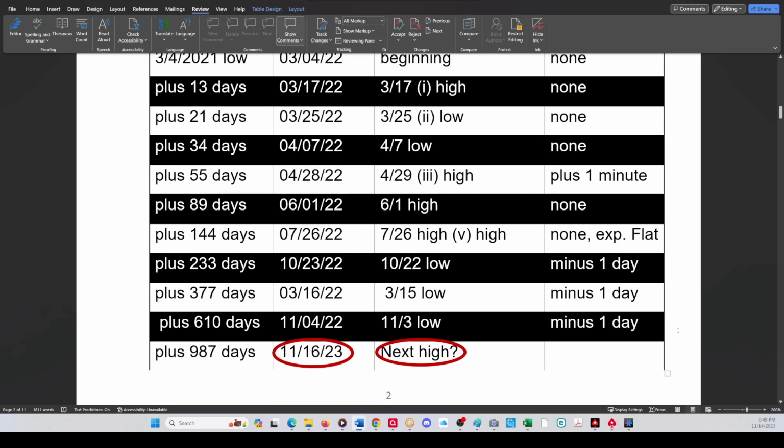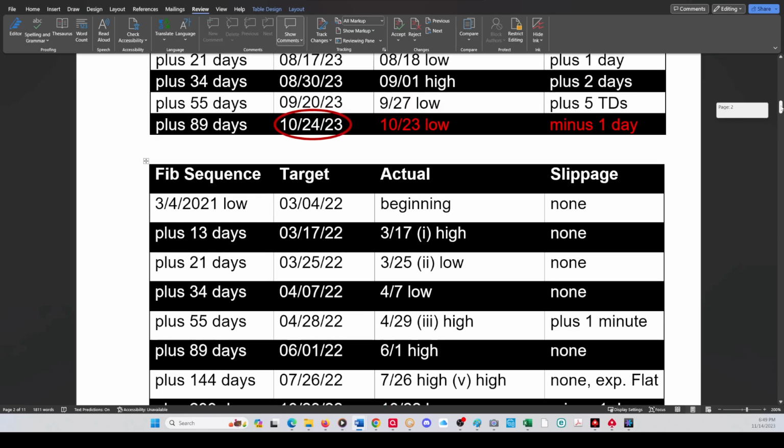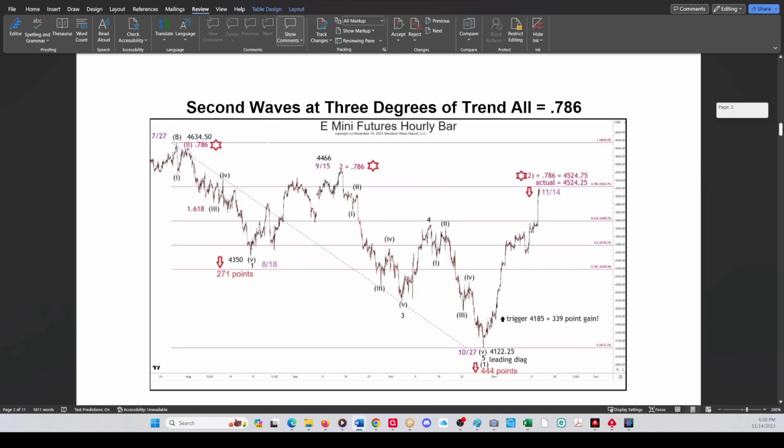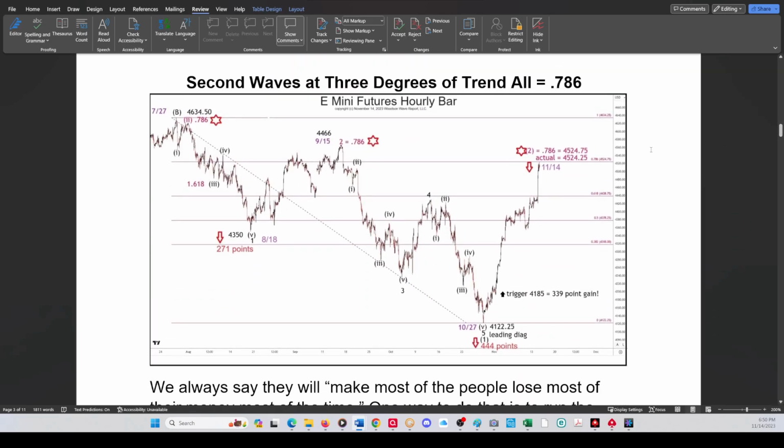If it topped on the 14th, it would be 2 days. If it tops tomorrow, it would be 1 day. If it tops on the 16th, it'll be none, a slippage of none. So we'll see how it goes. This move up is complete or nearly so. Here we are with it right here. Okay, I think I may have that.